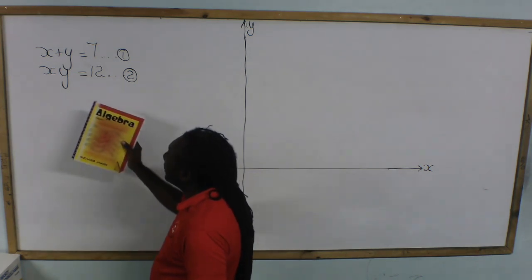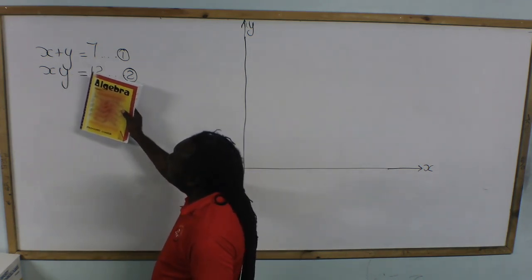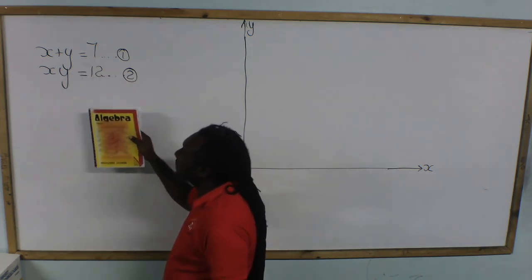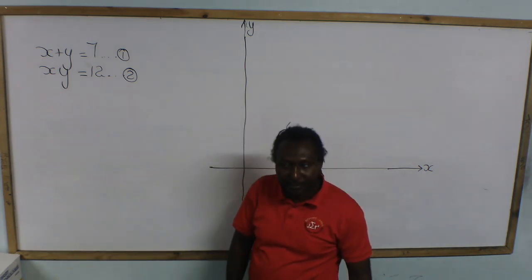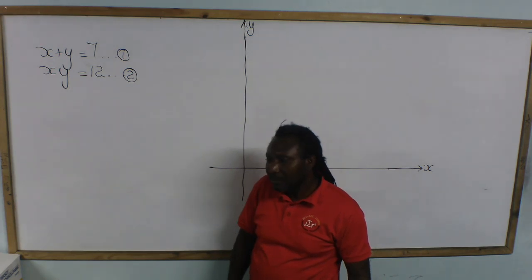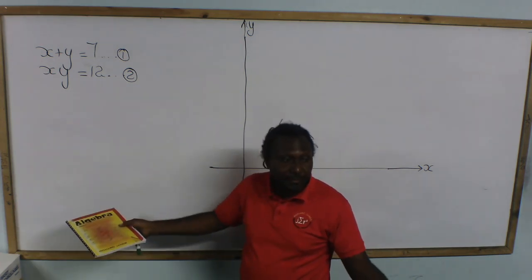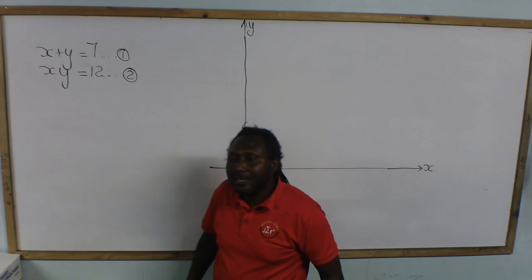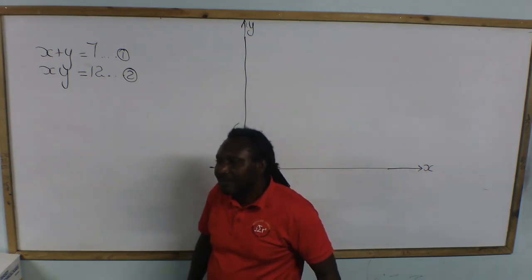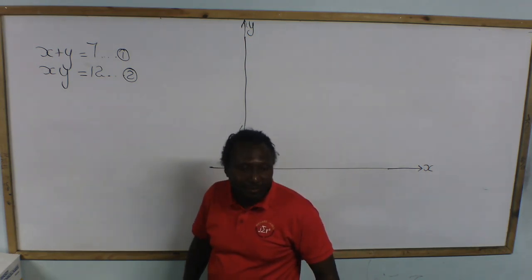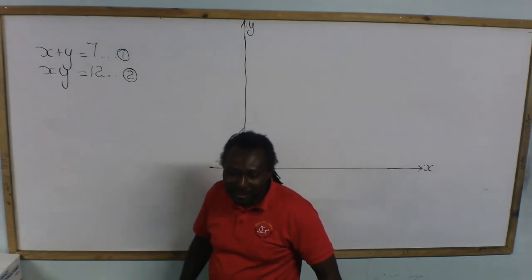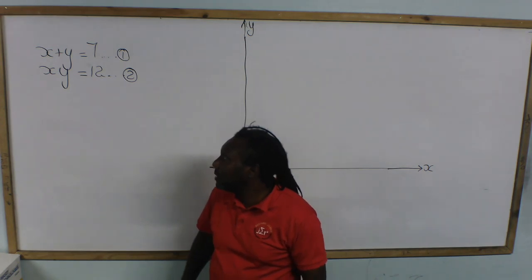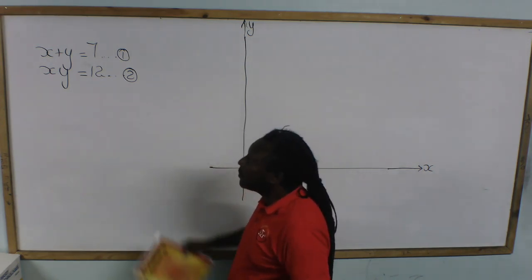So, 4 plus 3 equals 7 and 4 times 3 is equal to 12. Now, just at a glance, that answer is, I think, quite acceptable, but there's a little bit more to it, and we'll see that in a short while.